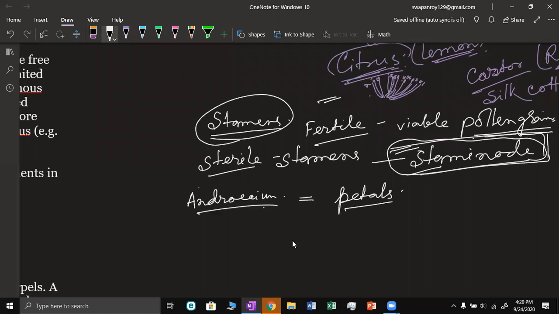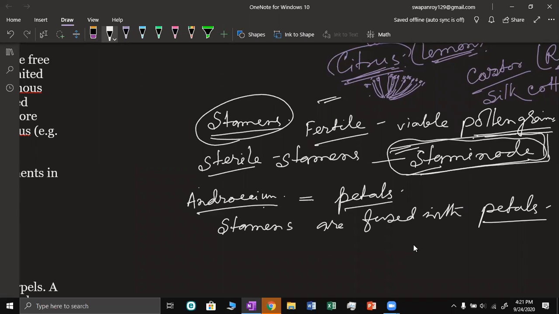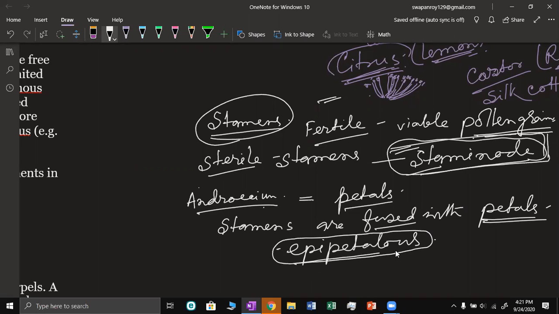When stamens are fused with petals, the petals are actually fused with their filaments, and this condition is called epipetalous. So when stamens are fused with the petals, it is called epipetalous.